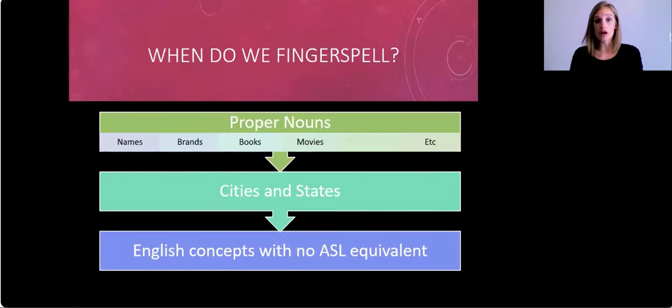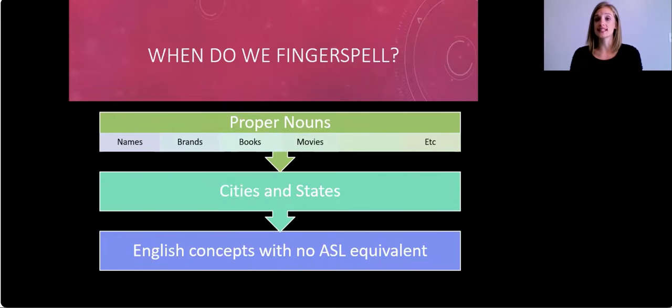When do we fingerspell? Oftentimes for proper nouns. Names of people, my name, your name, you will always fingerspell those. Even if you have what we call a name sign, you're still going to introduce yourself by fingerspelling it first and then signing your name sign if you have one. Other proper nouns like brands of things, book titles and movie titles, anything with a proper noun or the title of something, you're going to fingerspell.